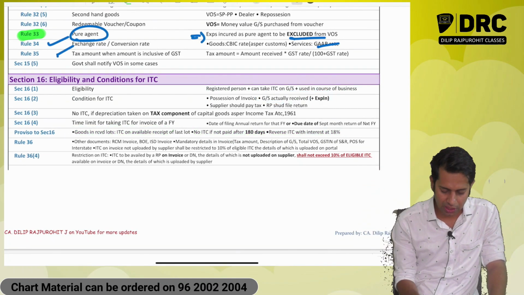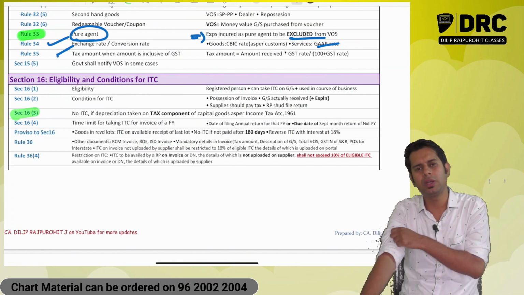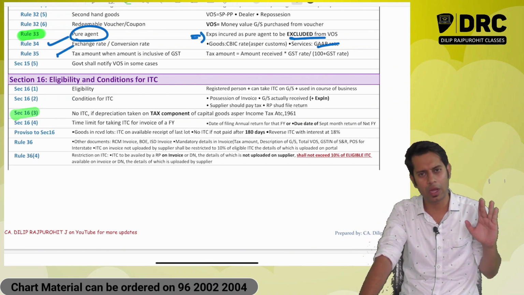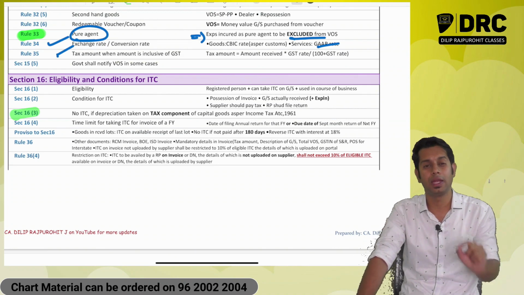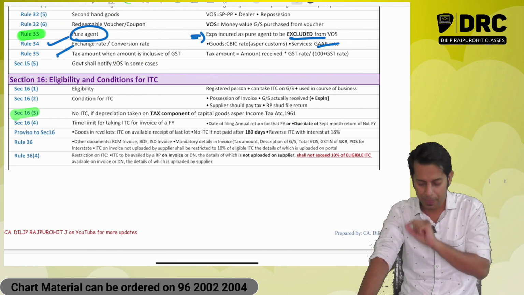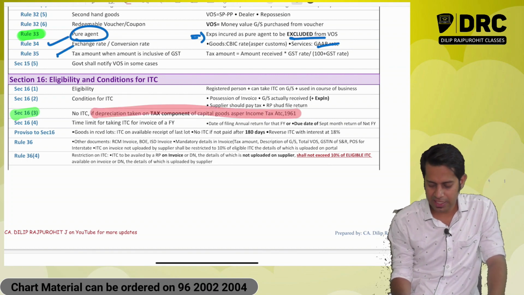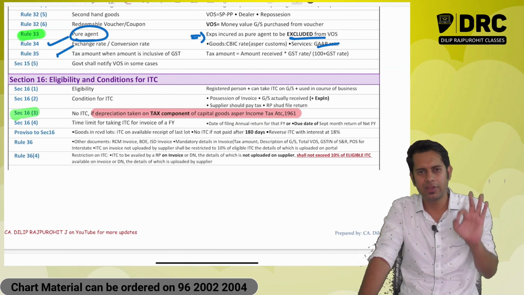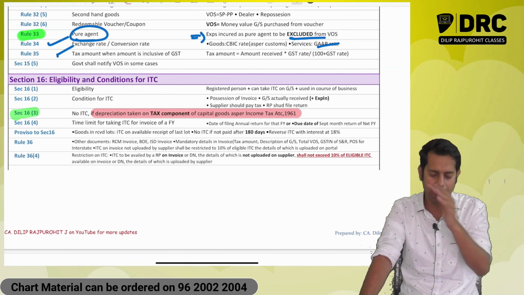Section 16 subsection 3, ITC in respect of capital goods. Under GST law, input tax credit can be taken on capital goods also. However, ITC will not be allowed on capital goods if depreciation is taken on the tax component of those capital goods. No input tax credit will be allowed on the capital goods if the depreciation is taken on the tax component of capital goods as per income tax law.